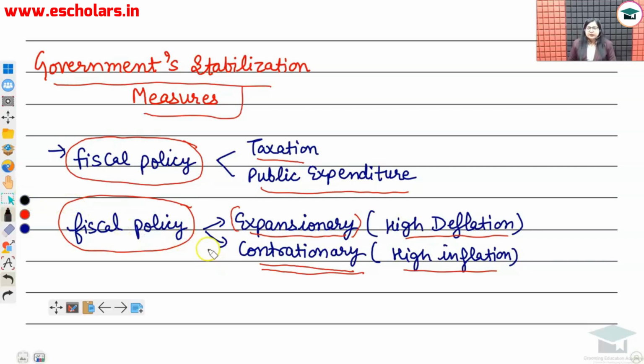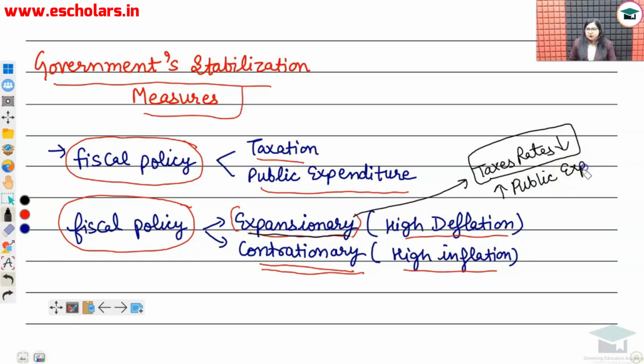Now, what does the government do under expansionary fiscal policy? See students, under expansionary fiscal policy, the government reduces the tax rates, okay, and the government increases the public expenditure in order to control the deflation in the economy, and vice versa in case of contractionary fiscal policy. Under contractionary fiscal policy, the government raises the tax rates and reduces the public expenditure in order to bring stability, in order to control the high inflation prevailing in the economy.